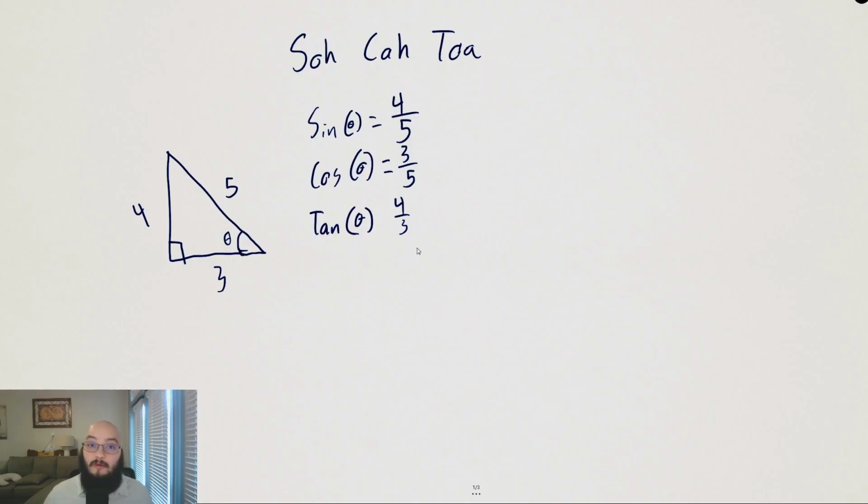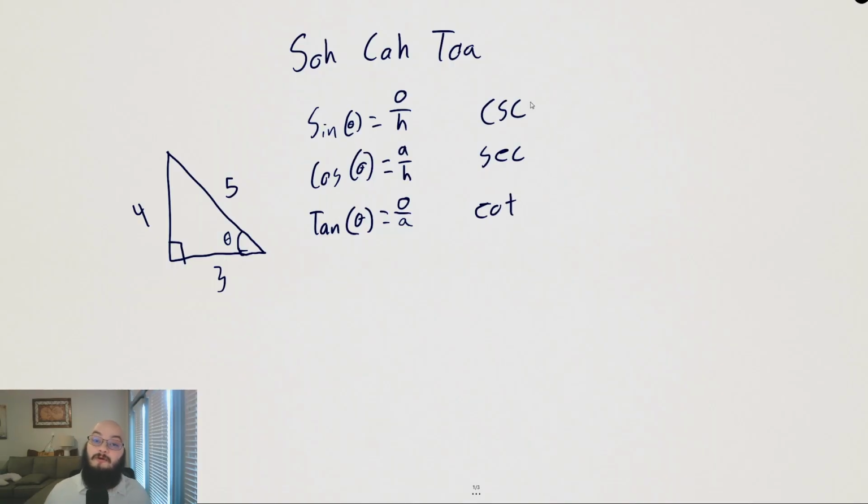Now, I'm going to erase these numbers, and I'm going to put the explicit definitions. So sine is opposite over hypotenuse, cosine is adjacent over hypotenuse, and tangent is opposite over adjacent. The reason I wrote it out this way is because now we're going to talk about the reciprocal functions, which are cosecant, secant, and cotangent.